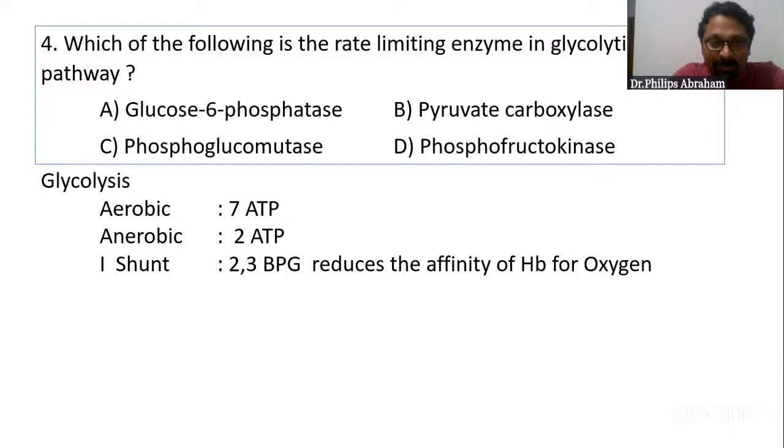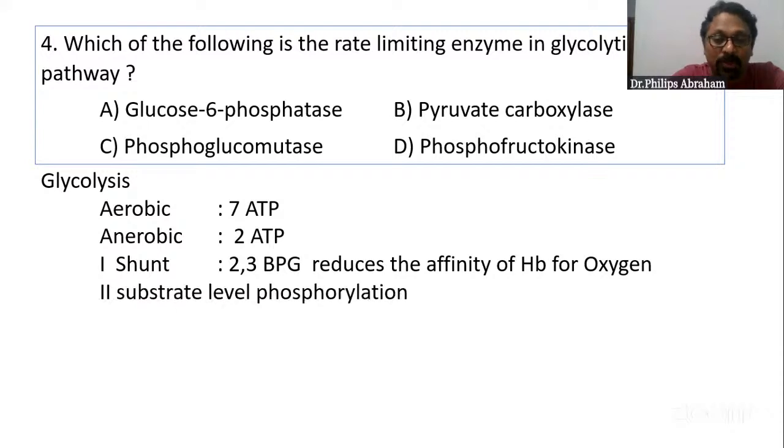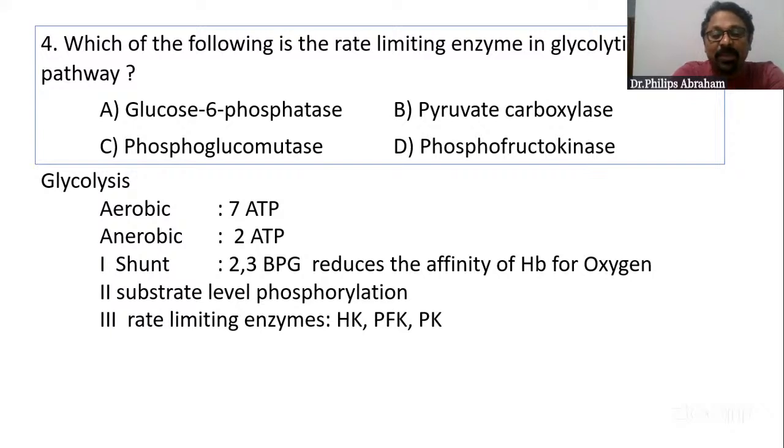3 major points about glycolysis. I'll say the 1, 2, 3 of glycolysis. There is one shunt pathway, a bypass in glycolysis that happens only in the RBC, for the production of 2,3-DPG. The second point is that there are 2 substrate level phosphorylations. That means in glycolysis we have 2 steps where ATP is produced straight away. And 3 rate limiting enzymes. Rhythmically, we say HK, PFK, PK. That means hexokinase, phosphofructokinase, and pyruvate kinase.